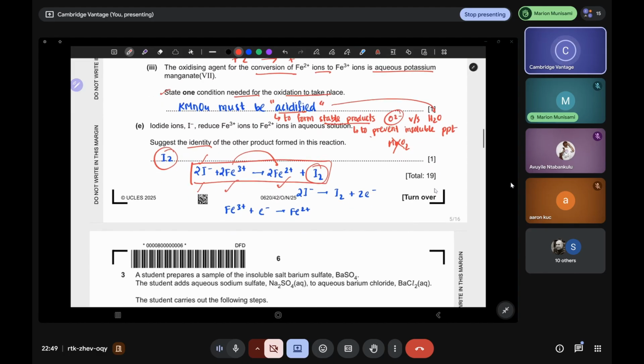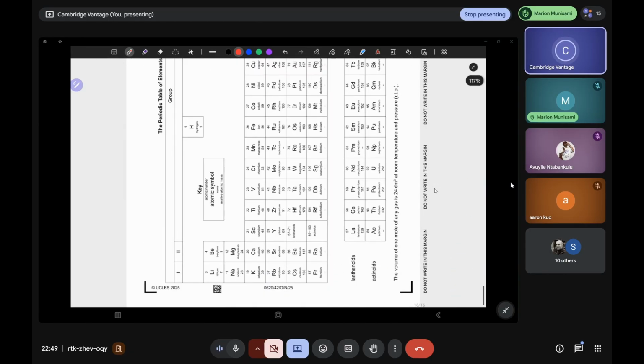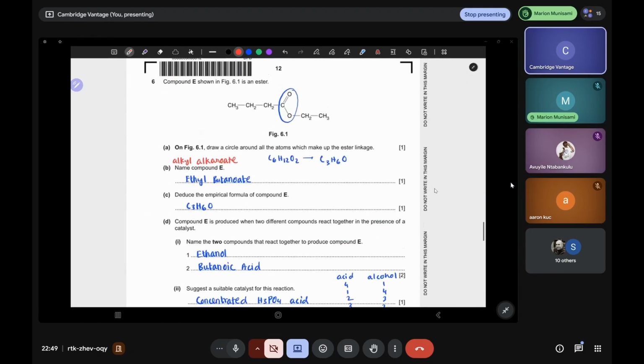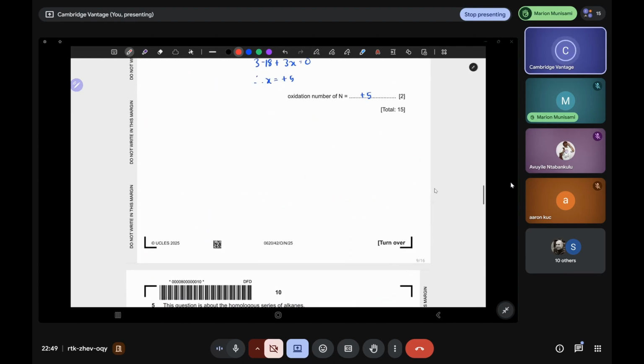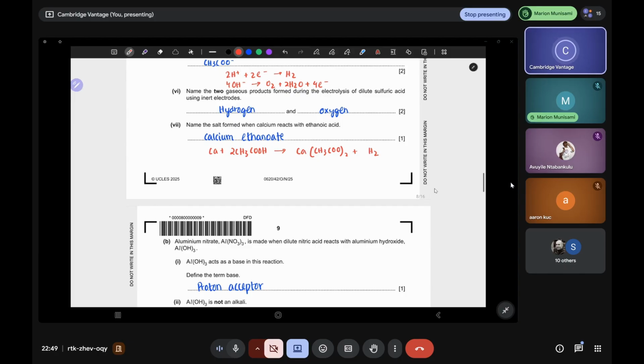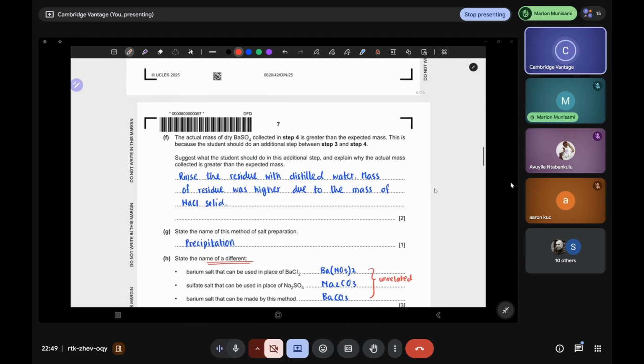So this one was a 19-mark question, and just in case anyone's wondering, there are 6 questions in total. I'm not exactly sure what time I announced for this session. Let me just quickly check. Okay, I announced that it will be till 7:30, so we do have time. Let's see if we can finish within that time.